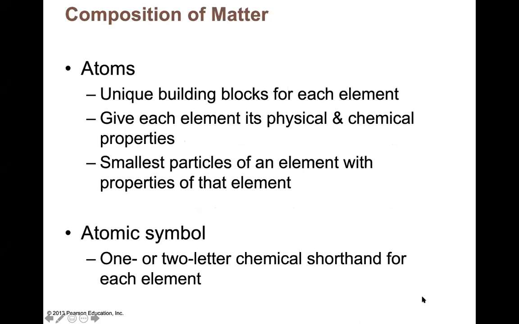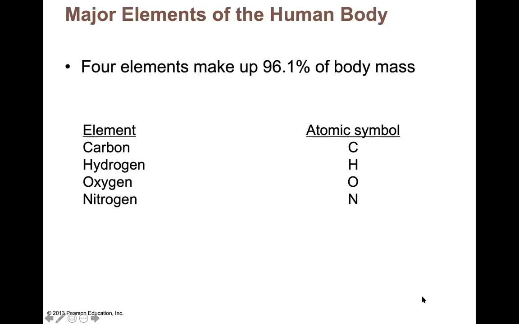Atoms are the unique building blocks for each element. They give each element its physical and chemical properties. Atoms are the smallest particles of an element with properties that are of that element. An atomic symbol is a one or two letter chemical shorthand for each element.